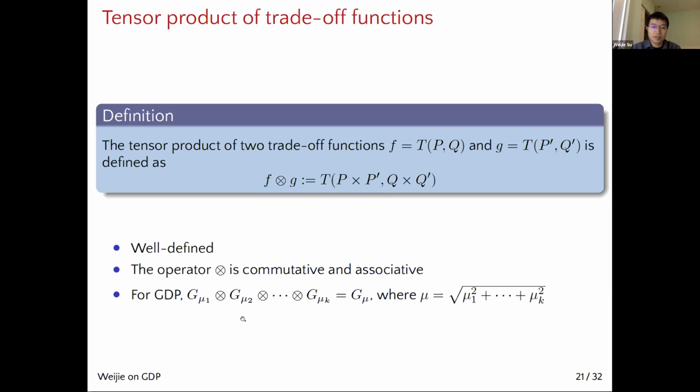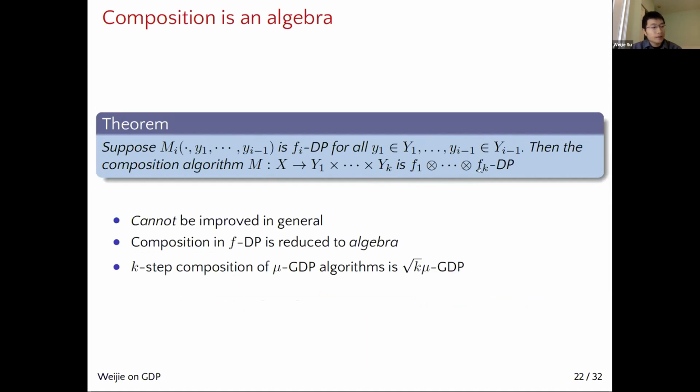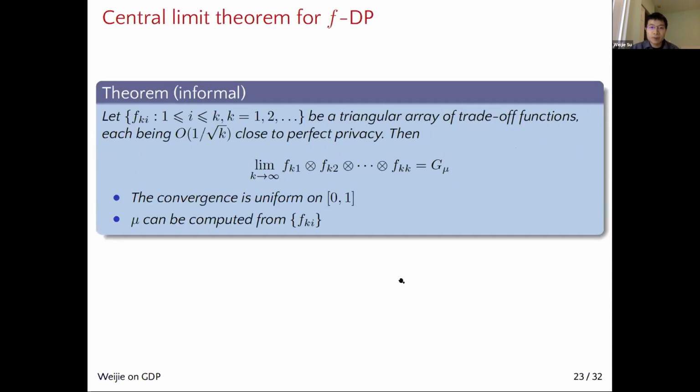These are nice algebraic properties. Within the Gaussian differential privacy regime, the tensor product of trade-off functions is just the L2 norm of mu 1 to mu k. So this makes composition an algebra. We have many algorithms, and each is f-DP. If we consider their composition, it is still f-DP, where the trade-off function is given by the tensor product of all the small trade-off functions, f1 up to fk. In general, this cannot be improved, especially when this is a K-fold composition of mu-GDP, where the composition just multiplies mu by a factor of root K. Now let's introduce perhaps the most important theorem in this talk, the central limit theorem for f-DP.